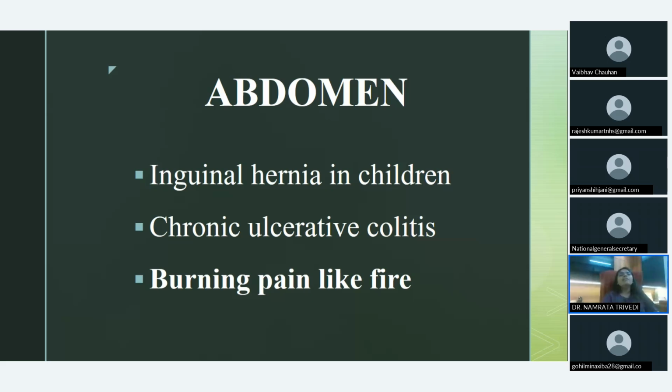Now, we see the physical characteristics of the carcinosin patient. Abdomen. Patient having an inguinal hernia, especially in a child. Chronic ulcerative colitis. Pain like burning, pain like a fire, is the characteristic of the carcinosin patient.